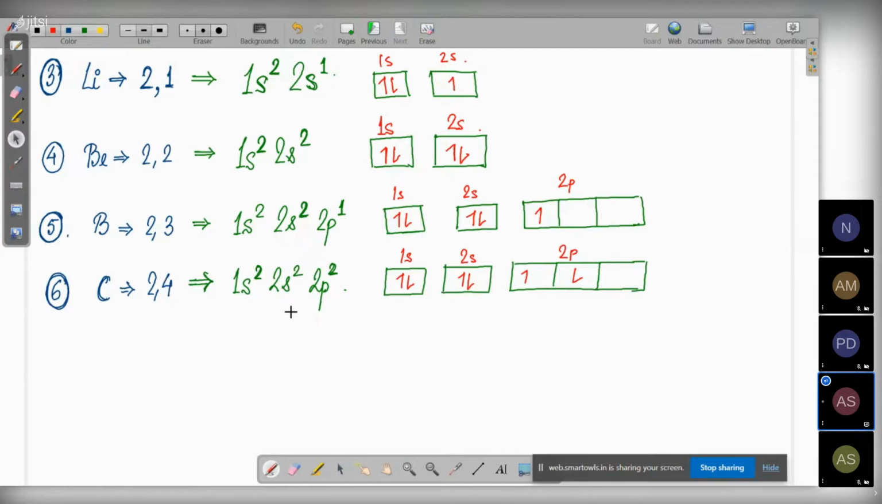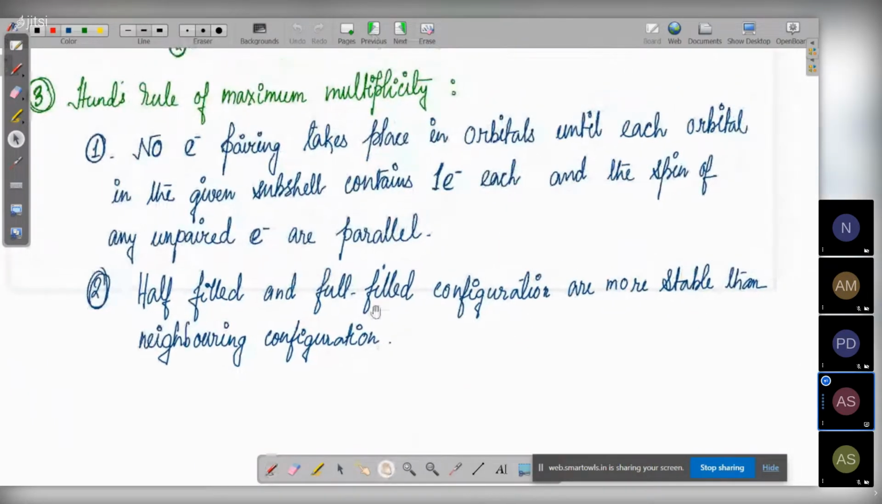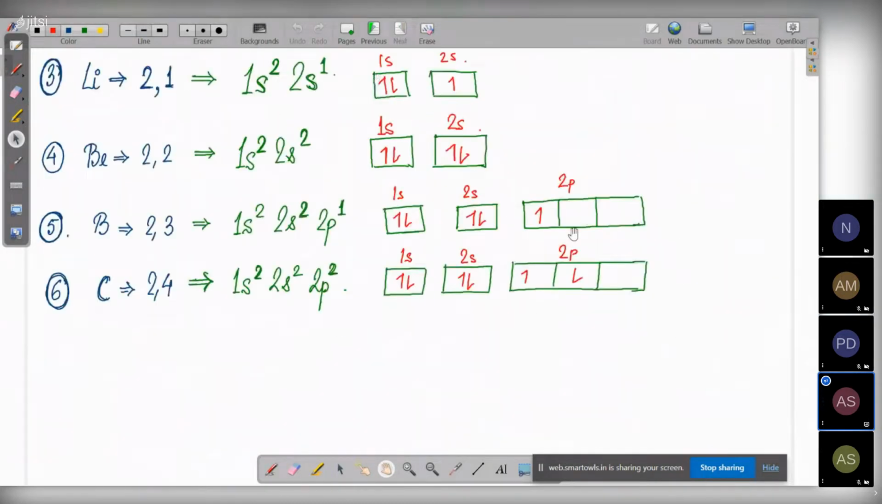So what should be drawn over here in the boxes? For this one, we will be taking the help of Hund's rule. Now let's see what Hund's rule says. It says that no electron pairing takes place in an orbital until each orbital in the given subshell contains one electron each. If you consider each of the boxes as a room and the arrows as a person, everyone wants a private room to himself.